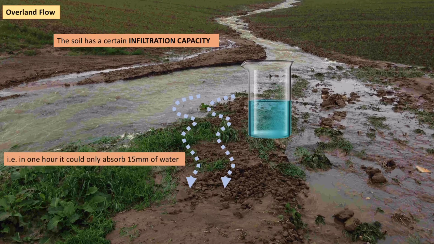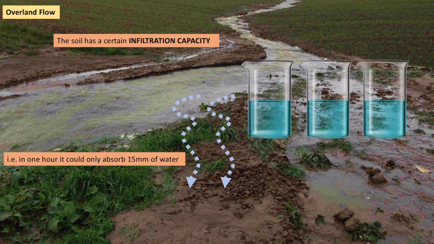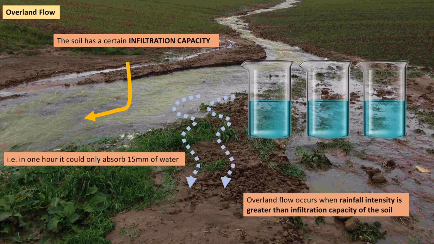So if it rained, I could pour 15 millimeters and within an hour that water would disappear. However, if I double or triple that, and that would be the example of having a really intense amount of rainfall, if this soil can only take 15 millimeters, there's only really one place it will go. Therefore it can't go into the soil, so it goes over the surface. So this is the idea that we could have overland flow because the intensity of rainfall is much bigger than the infiltration capacity of the soil.